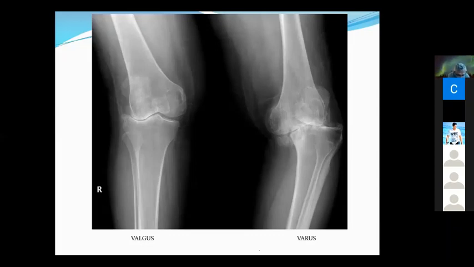Similarly, in a varus knee, you keep all your releases onto the medial side because the medial side is contracted, the lateral side is all stretched. Okay, so deep MCL, then posteromedial corner, of course PCL again. Semimembranosus. Okay, so these are the things you must remember.